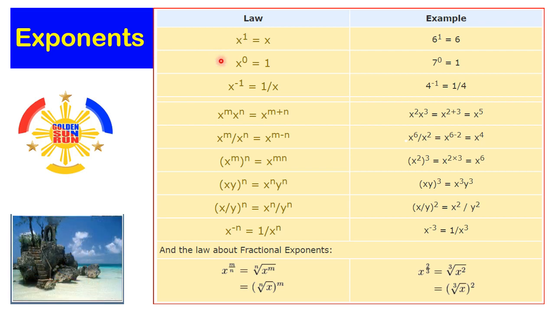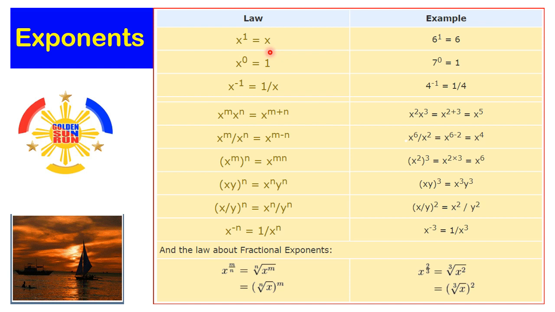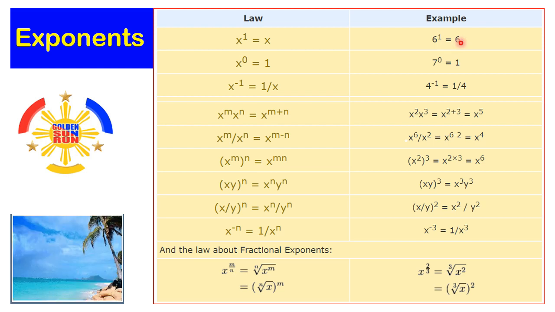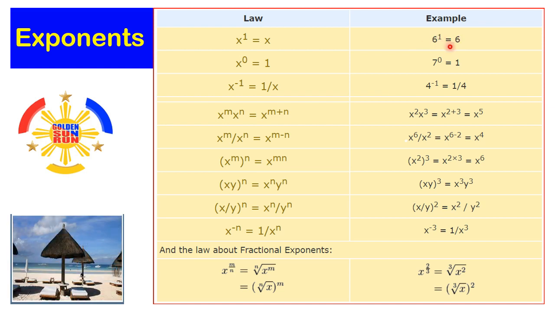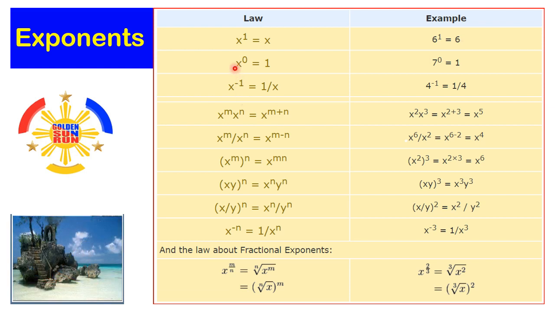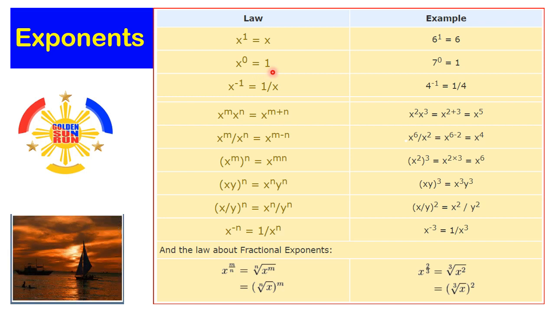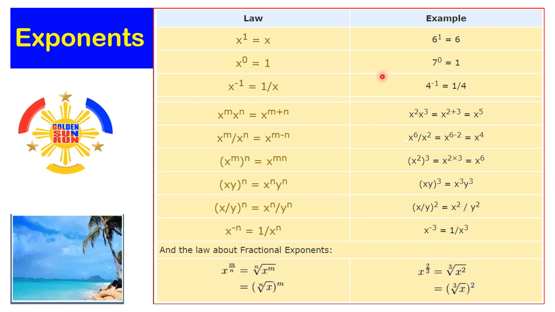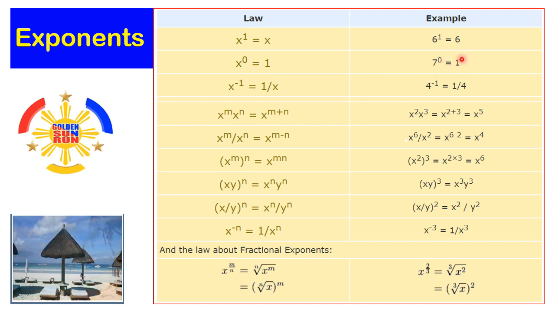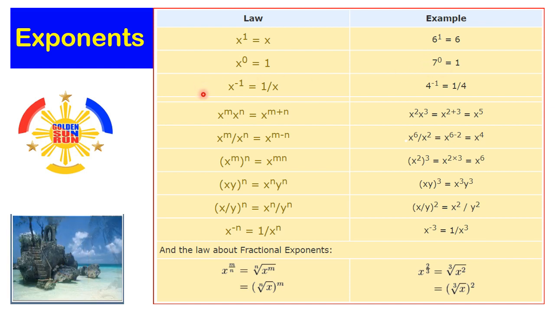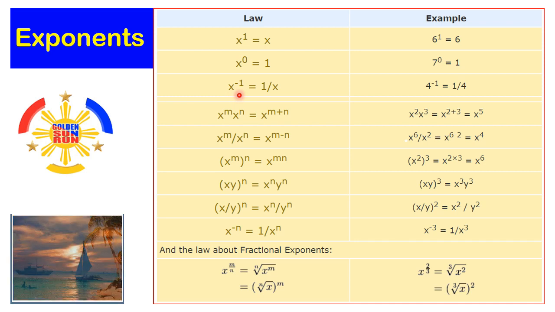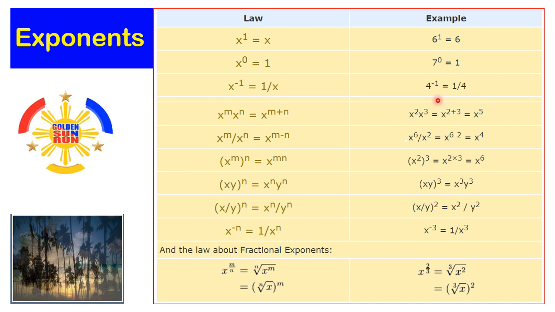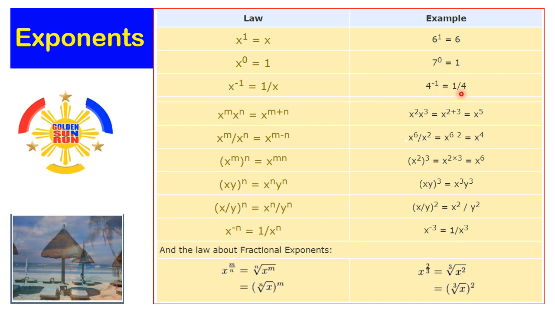X to the 1 or x to the first power is equal to x. 6 to the first power is equal to 6. Any number raised to 1 is equal to the number itself. X to the 0 is equal to 1. Any number raised to 0 is equal to 1. 7 to the 0 is equal to 1. Next, x to the negative 1 is equal to 1 over x. For example, 4 to the negative 1 is equal to 1/4.